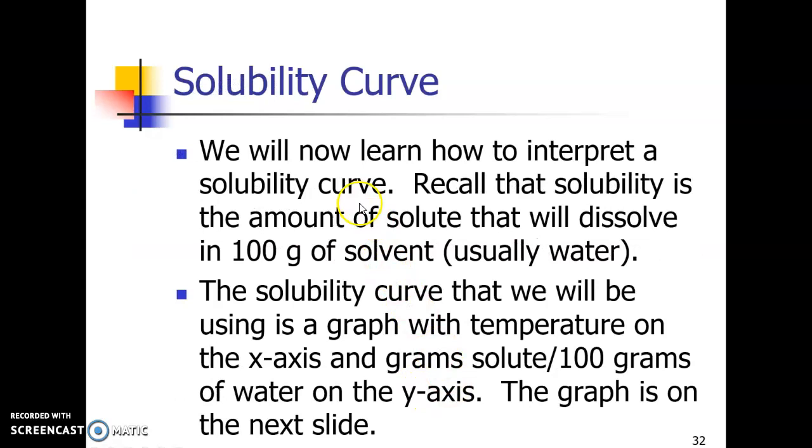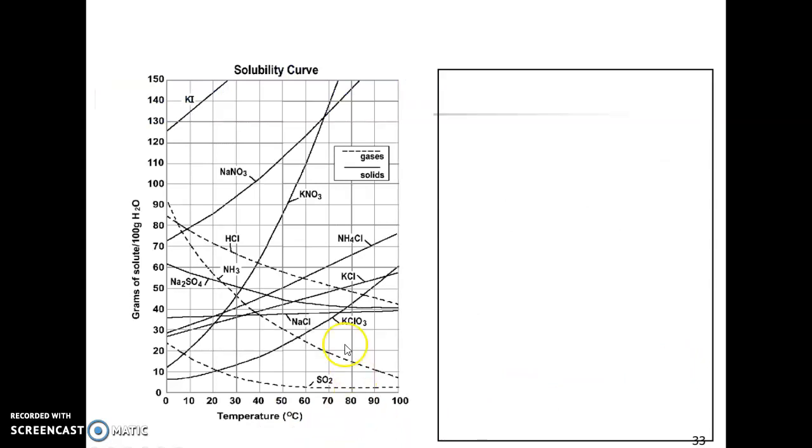So we're going to look at solubility curves now. The solubility curve is going to show you the temperature on the x-axis and the solubility on the y-axis, and that solubility is going to be in grams of solute per 100 grams of water. Alright, so here's an example solubility curve, and this is probably very similar to any solubility curve you might encounter.